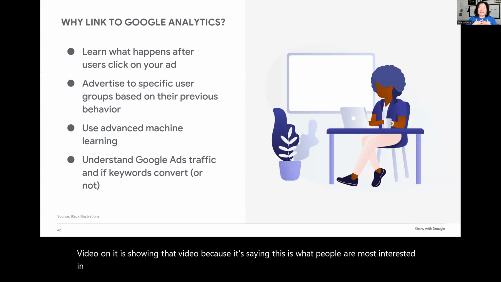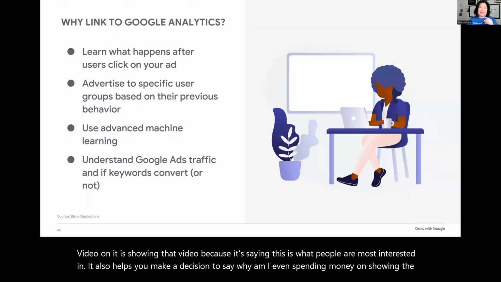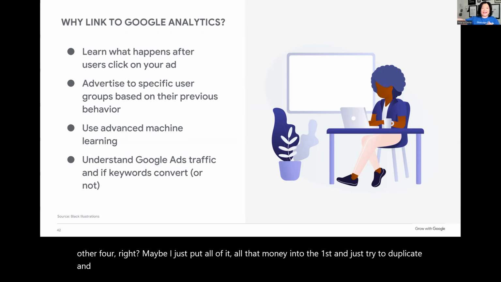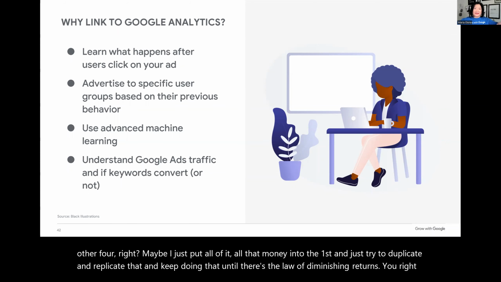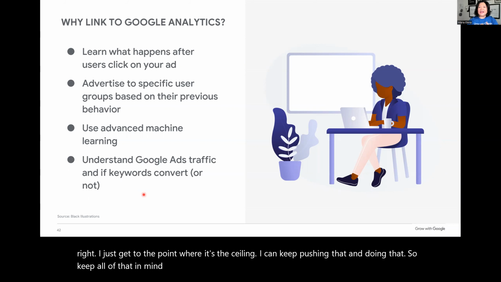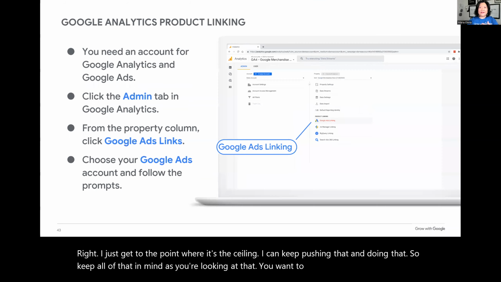It also helps you make a decision to say, why am I even spending money on showing the other 4, right? Maybe I just put all of that money into the first, and try to duplicate and replicate that and keep doing that until there's the law of diminishing returns, you know, right? I just get to the point where it's the ceiling. I can keep pushing that and doing that. So keep all of that in mind. As you're looking at that, you want to link all that, because they grow and they learn together.